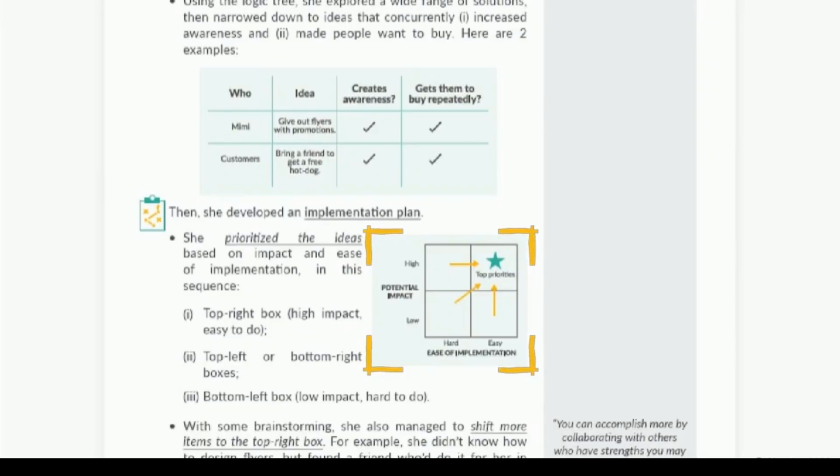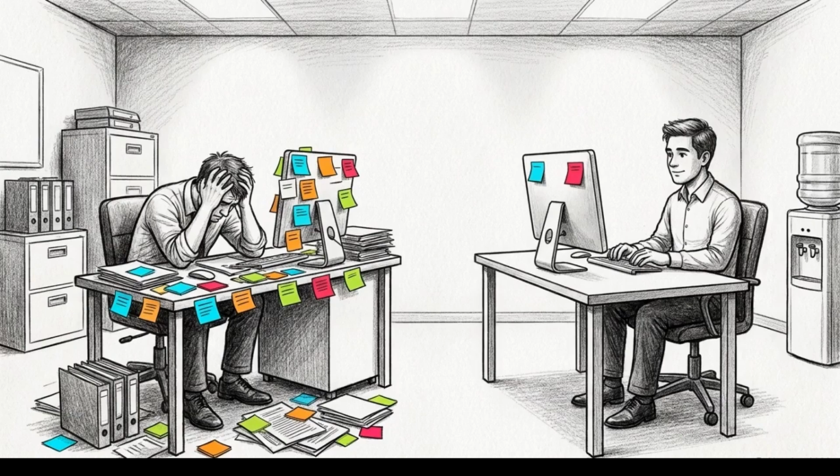It plots your brainstormed solutions on a grid by scoring 2 specific factors: their potential impact and how easy they are to actually implement. When it comes to execution, you strictly focus your time on tasks in the top right quadrant, high impact and easy to do. Anything sitting in the bottom left box is completely ignored. Raw execution is essentially useless unless ruthless prioritization protects you from wasting your energy on low-impact tasks.